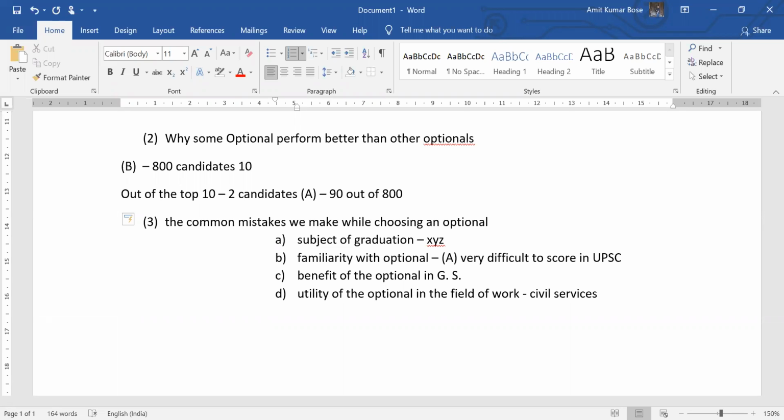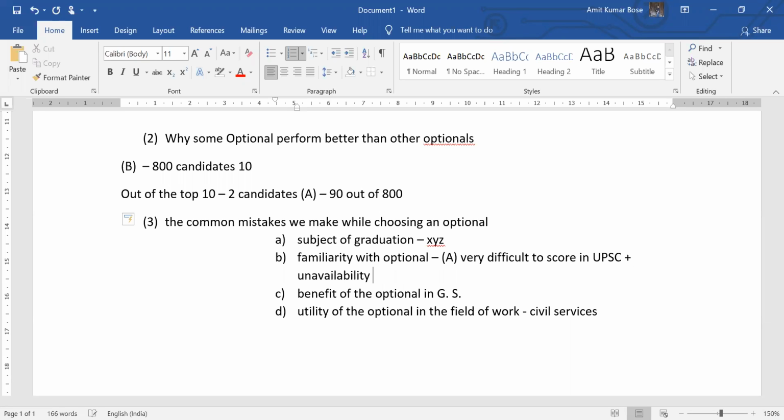Or maybe there is not sufficient study material in respect to subject A in UPSC. Maybe there is hardly any good guide available on that particular subject. Unavailability of a good guide. Or you might be familiar with the subject, but that doesn't mean that you're comfortable with the subject.